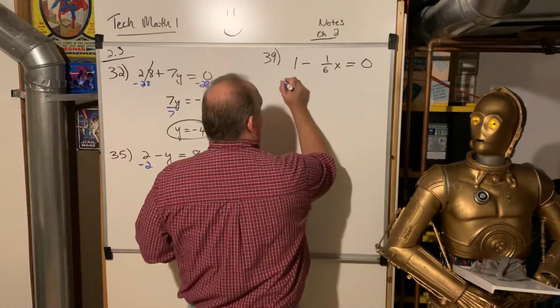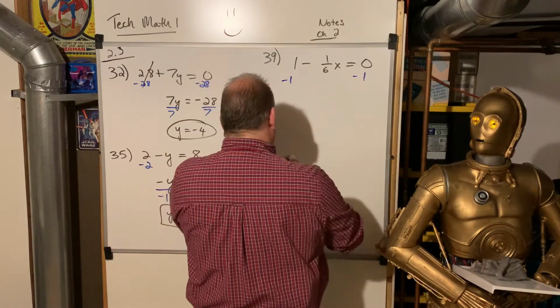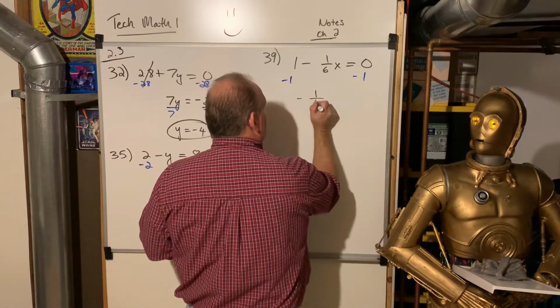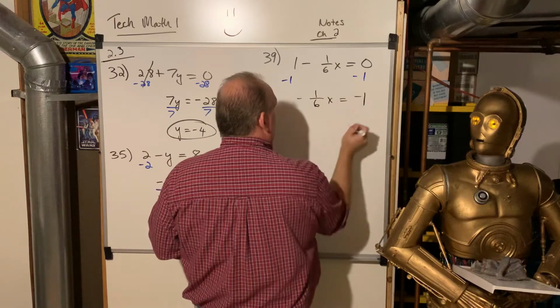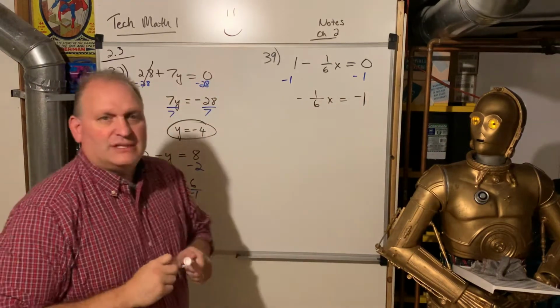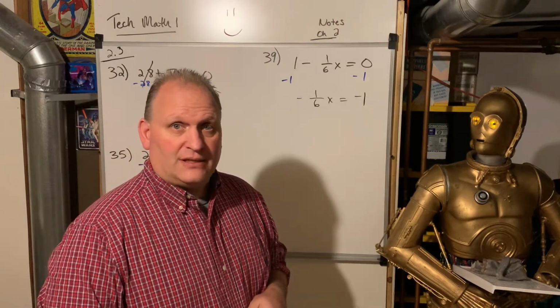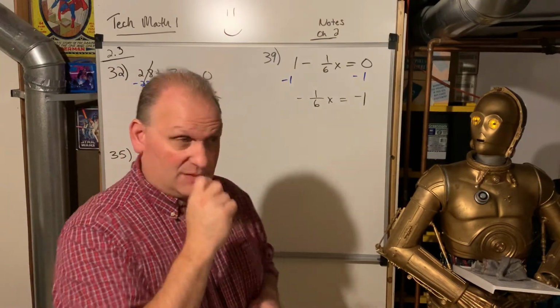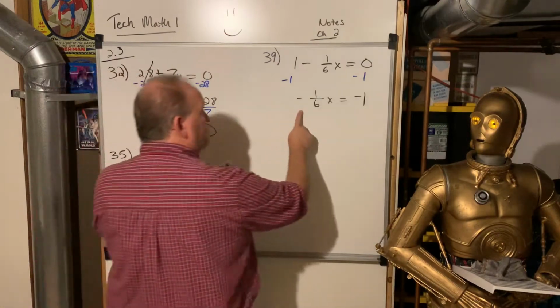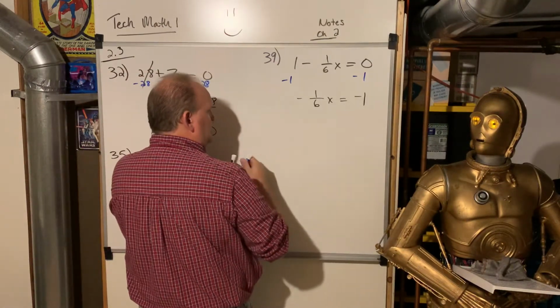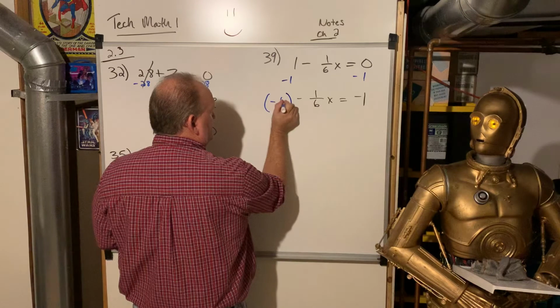Let's jump to 39. Isolate the variable. We get negative 1/6 x is equal to negative 1. But I don't want negative 1/6 x. I want to get the coefficient to be 1. So that means multiply by the reciprocal of this fraction, which is negative 6/1.